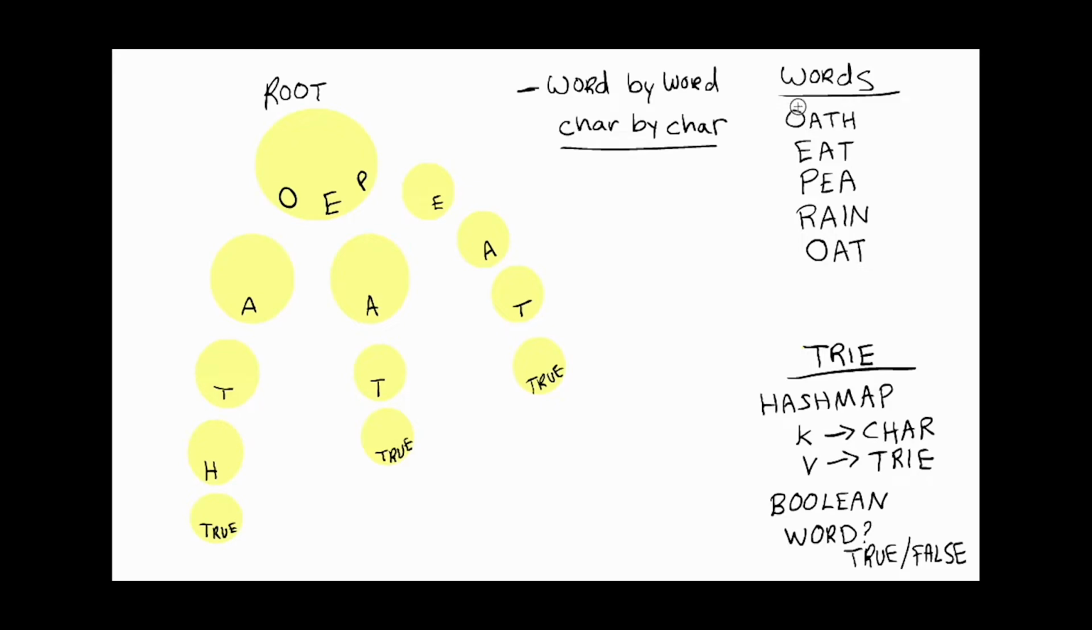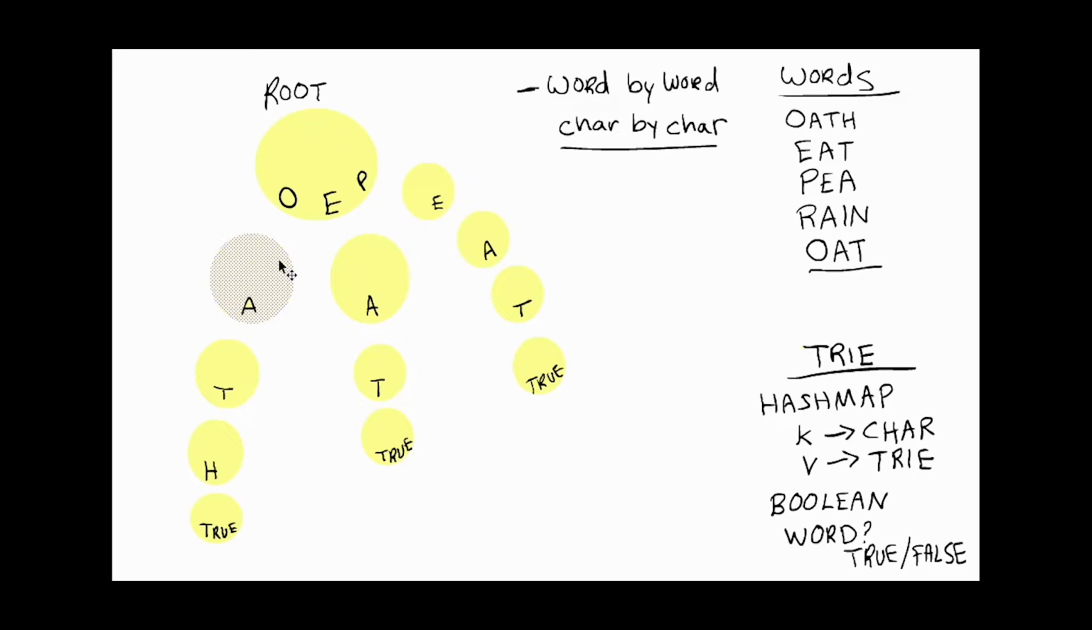So I'm going to skip over P and rain, but let's go back to oat here. So say I need to add oat into this trie. I'm going to create a new trie, point to the root, and so I have this root here has keys O, E, and P. So again, I asked myself, does O exist here? Yes, it does. So then I'm going to get the trie that is in its value, which is here, and then that's going to be my current trie.